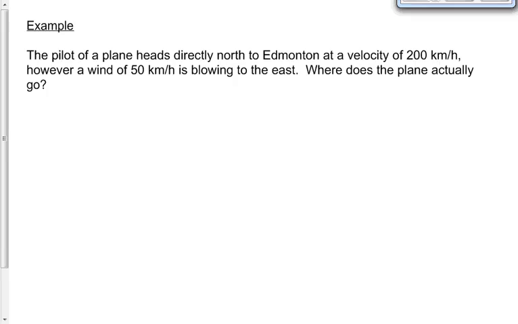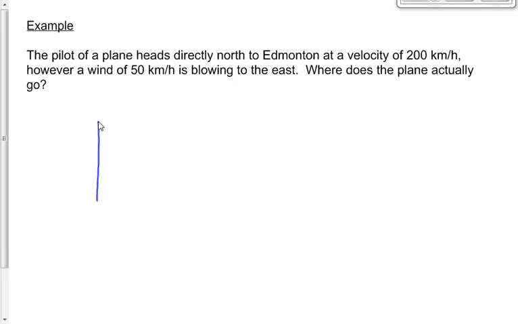Now remember those solid line vectors and dotted line vectors. There's always going to be 2 solid, always going to be 1 dotted. The plane heads north at 200. Does that contribute to where I go, or is that where I go? If I'm heading north, but there's a wind, do I end up going north? No. So that's contributing to where I'm going, right? It's not where I'm actually going, it's contributing to where I'm going. So we're going to make that a solid line vector.